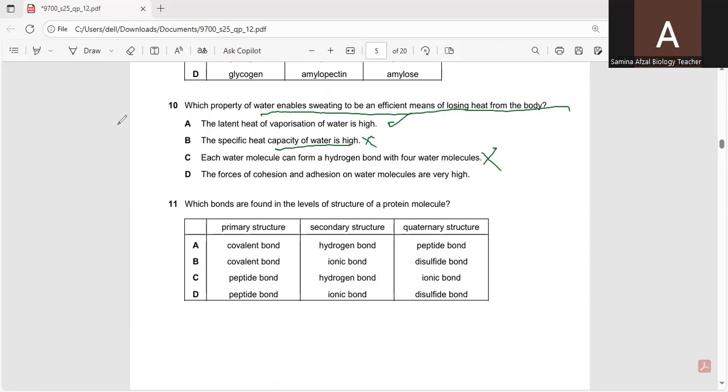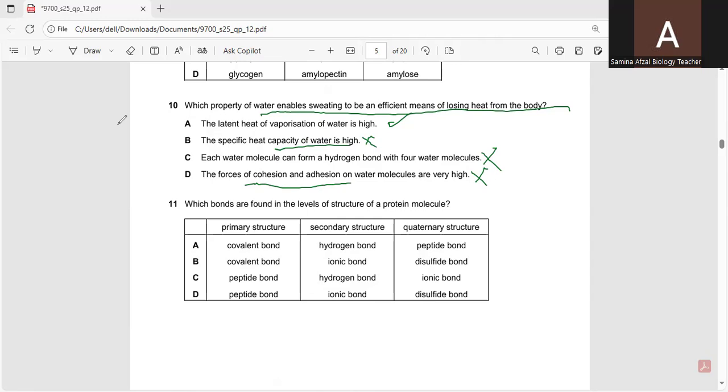The next one is that the forces of cohesion and adhesion on water molecules are very high. Molecules move with the help of cohesion and adhesion when water has to move during the transpiration pull. So again, this is not related to sweating. I would like to explain this for you.